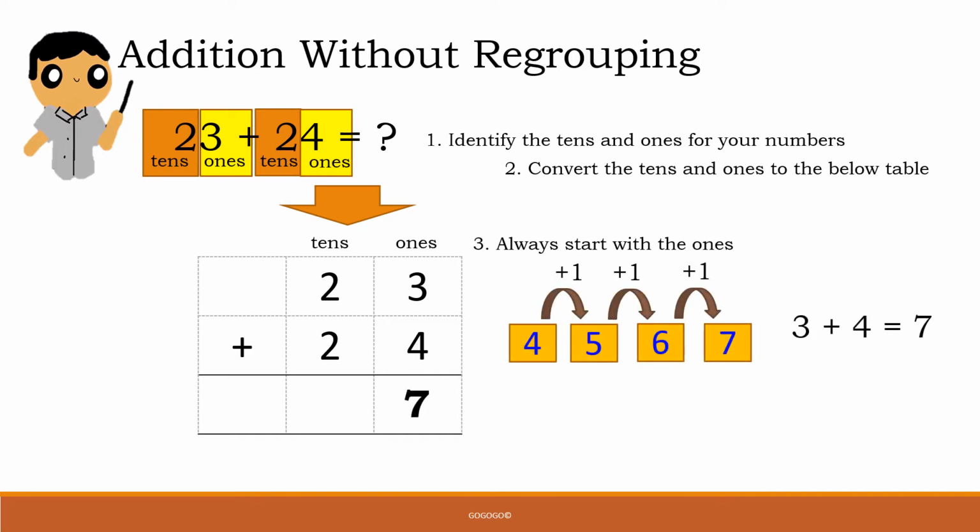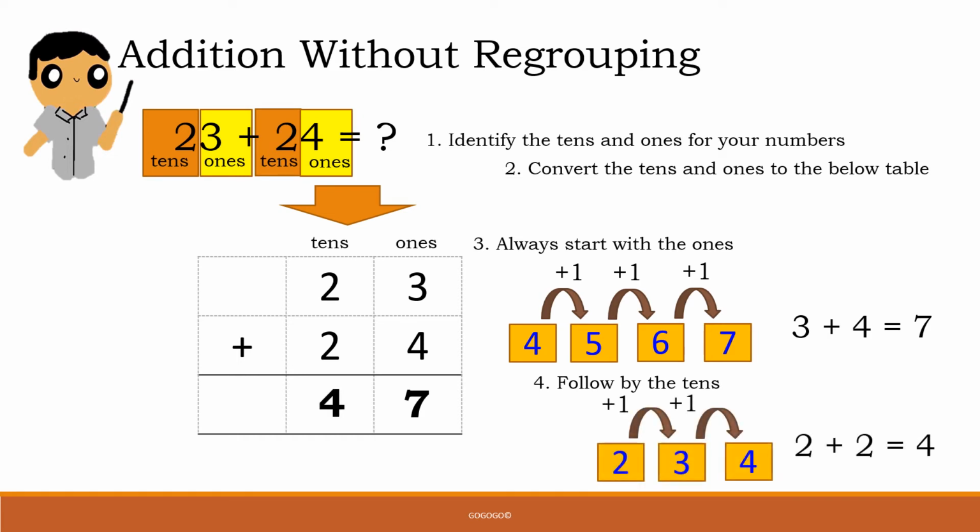You can now apply the counting method that you have learned previously on the 3 plus 4. This will give you a sum of 7, and write in the table under the solid line. After completing the ones, we shall proceed to the tens. In this case, it will be 2 plus 2. Similarly, perform the addition by count to get your answer. This will give you a sum of 4, and write in the table under the solid line in the column of tens. You have now learned the addition without regrouping.